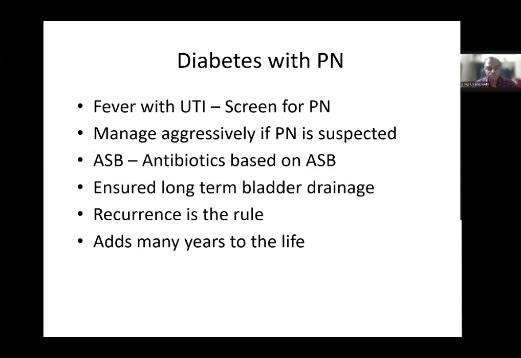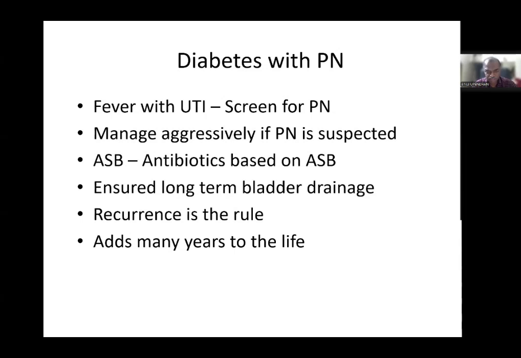In a patient with diabetes with fever and UTI, always screen for pyelonephritis. When a patient with diabetes comes with acute worsening of renal function with fever, suspect PN and screen for pyelonephritis. Manage aggressively if PN is suspected. Antibiotic susceptibility pattern has to be found out, and based on that, antibiotic should be given.